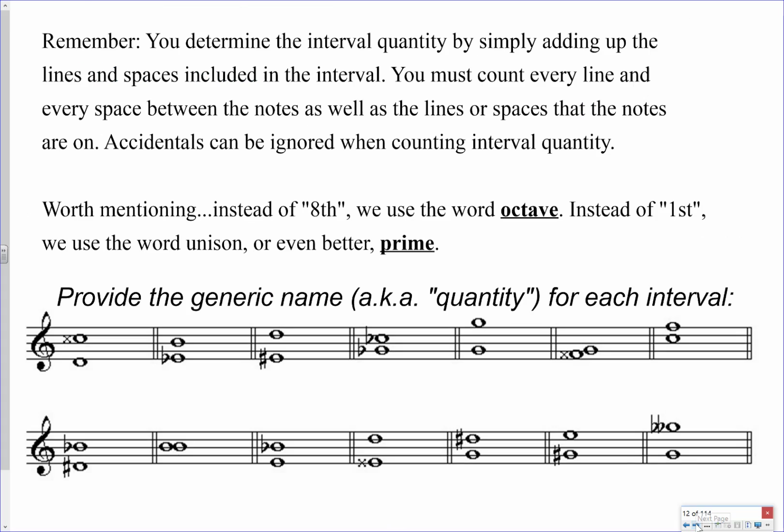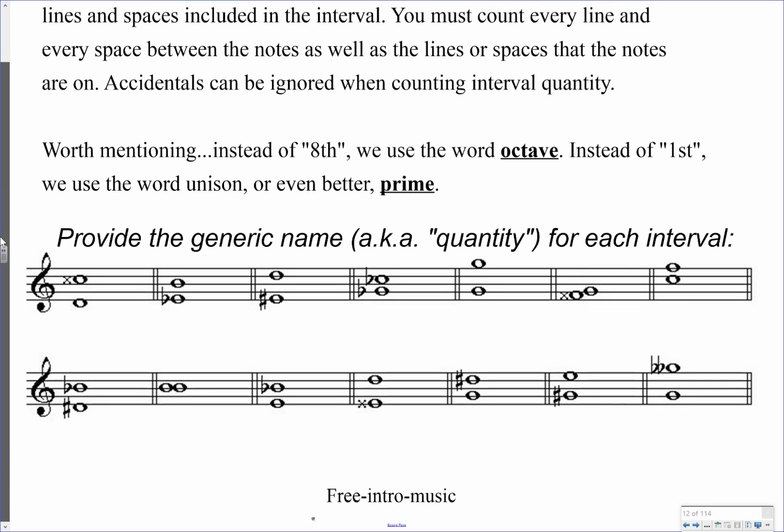Let's proceed. Remember, you determine the interval quantity by simply adding up the lines and spaces included in the interval. You must count every line and every space between the notes, as well as the lines or spaces that the notes are on. So accidentals can be ignored when counting interval quantity. And it's worth mentioning that instead of eighth, we use the word octave. And instead of first, we use the word unison, or even better, we use prime.